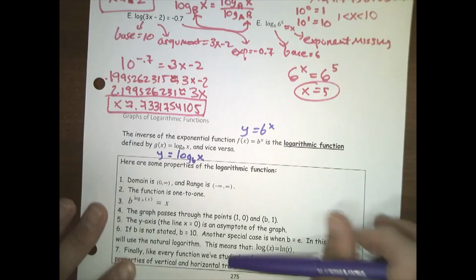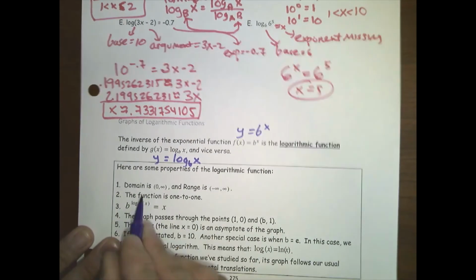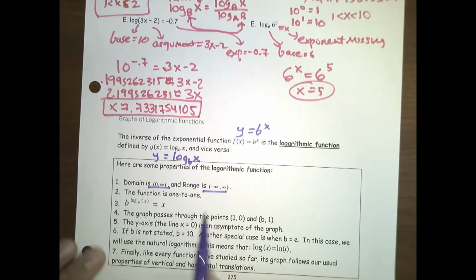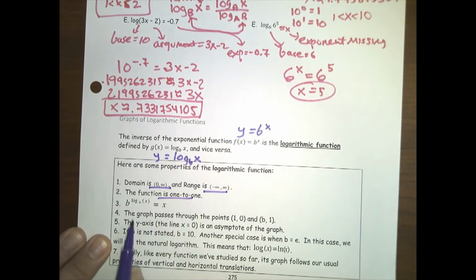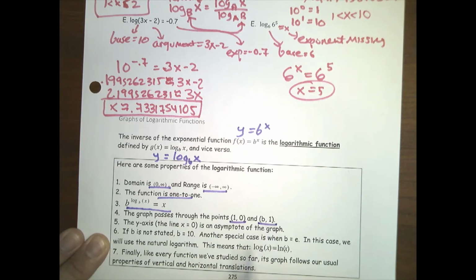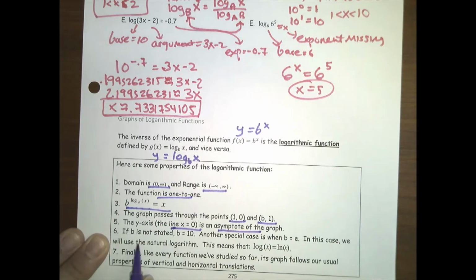So some properties of this logarithmic function: the domain is 0 to infinity, the range is negative infinity to infinity, the function is 1 to 1, b to the power of log base b of x is equal to x, the graph passes through the points (1, 0) and (b, 1), the y-axis, or the line x equals 0, is an asymptote of the graph, and if b is not stated, it's equal to 10.